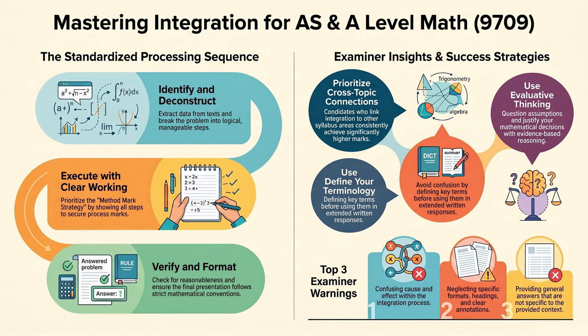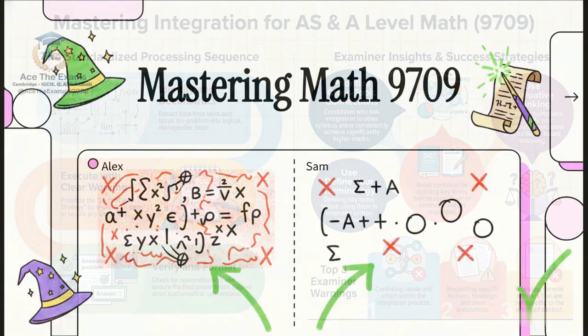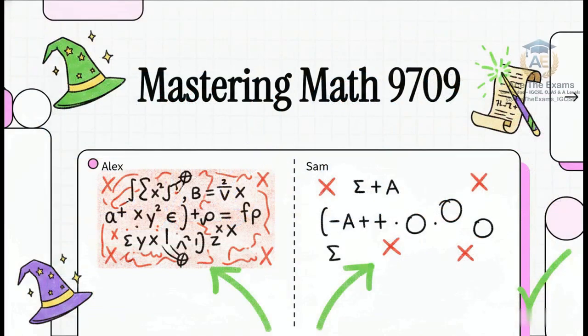Welcome to this explainer. I am your strategist, and today we're diving deep into the theoretical architecture of Cambridge mathematics. We are tackling the absolute beast that is advanced integration. Specifically, we're going to master integrating linear compound functions, things like e to the power of ax plus b, 1 over ax plus b, sine of ax plus b, cosine of ax plus b, and sec squared of ax plus b.